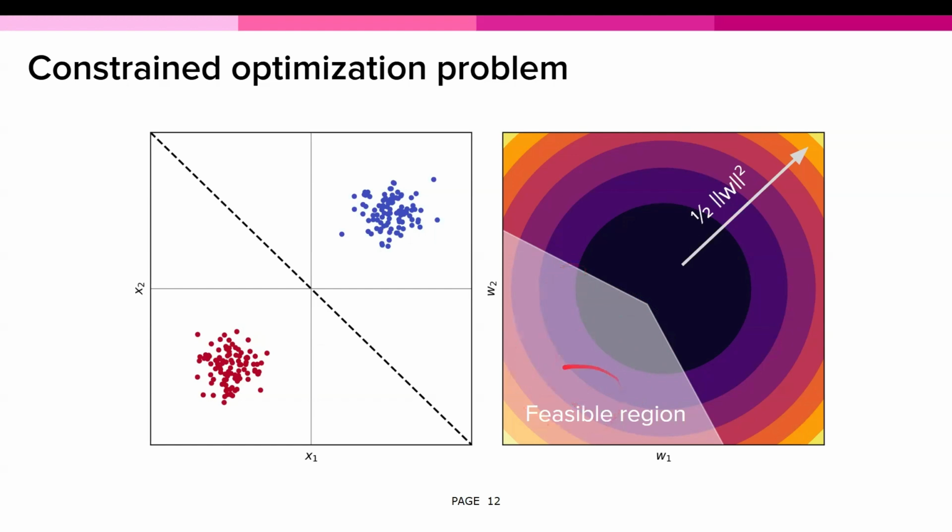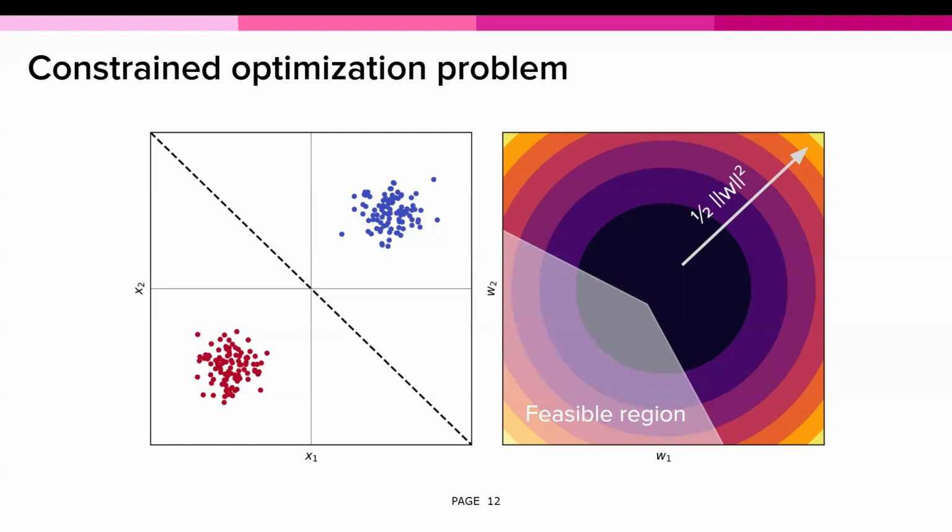And so we've depicted this here in this white shaded area. So this represents the set of weight vectors that correctly classify the points according to the margin constraints. And so our optimization task is therefore to find the points within this feasible region that minimizes the objective function. And so this would correspond to the weight vector with the smallest norm that still satisfies the constraints.